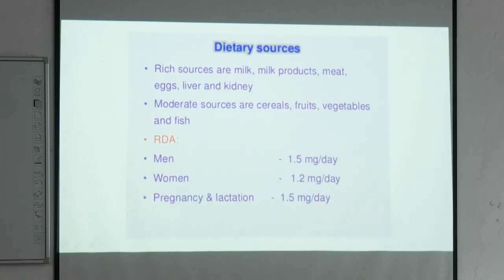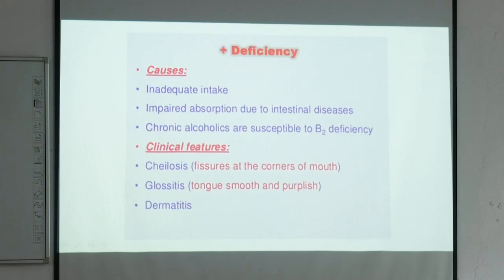What was the RDA for thiamine? 1 to 2 milligram per day, these are the same. Roughly, if you remember, 1 to 2 milligram per day will give marks. Sources have been given, not much special. You eat anything, you will get flavin. Any fresh vegetables, you will get flavin.